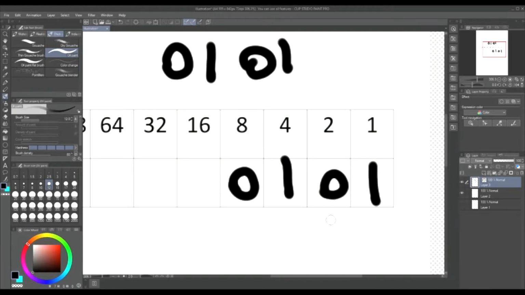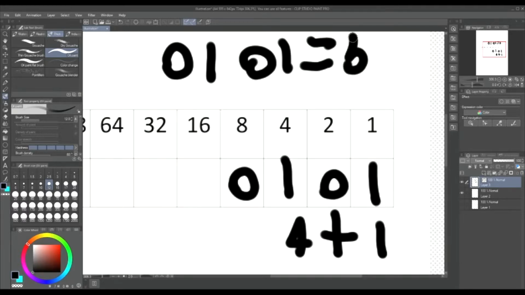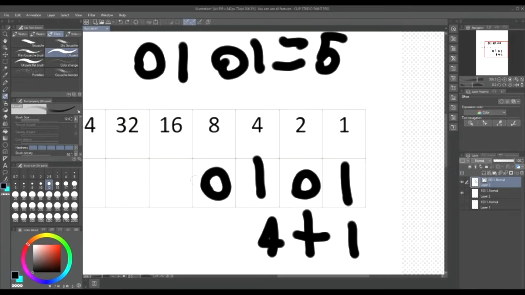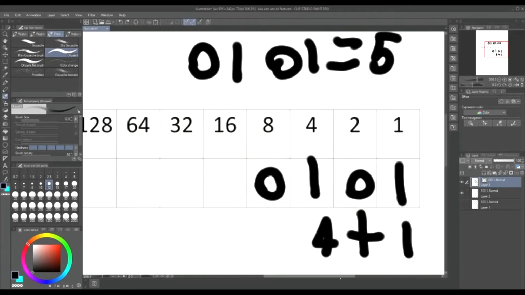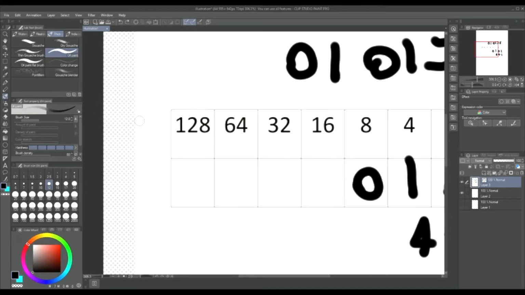And what this is saying is that 1 is activated and 4 is activated, and you add the activated ones together. So 0, 1, 0, 1 equals 5. Pretty easy. Something to note is that if you have a bigger number, with more digits, you just keep on doing the powers of 2, and so on and so on.